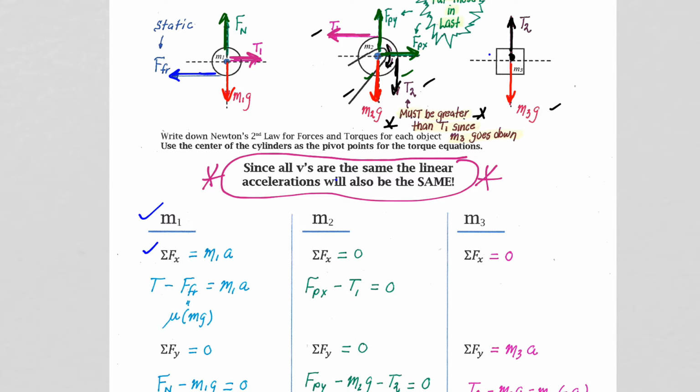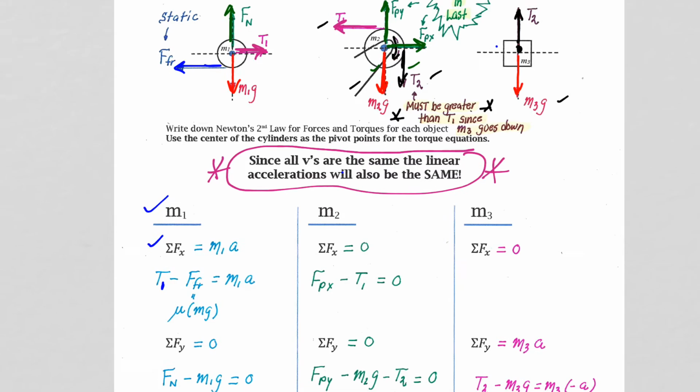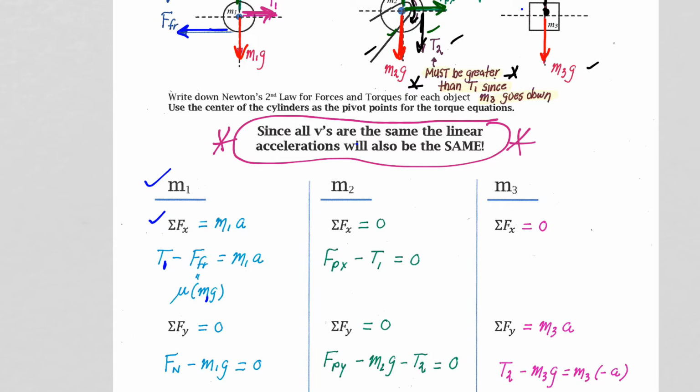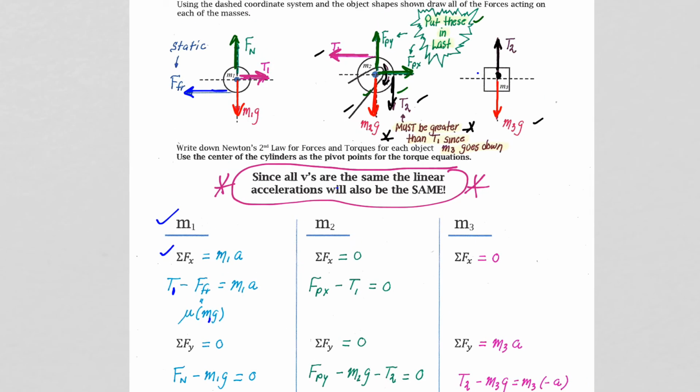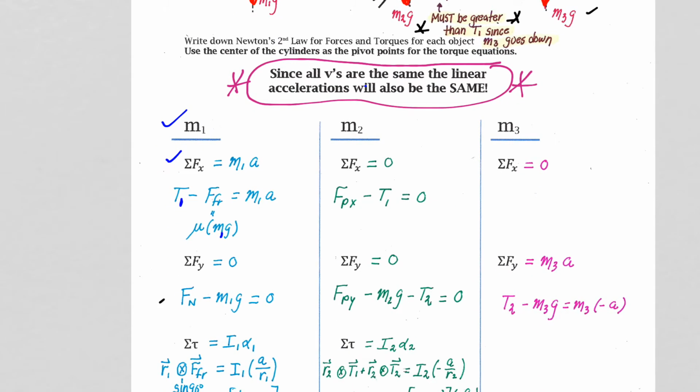So M1 times a. Here we have tension, oops, I need a T1 in there. Please make sure it's not T, it's T1 minus the force of friction equals mass 1 times acceleration. And of course, friction is mu times the normal force, which is M1g. In the y direction, notice the normal force up and mg down have to equal each other, so that's very simple: the normal force minus mg equals 0.